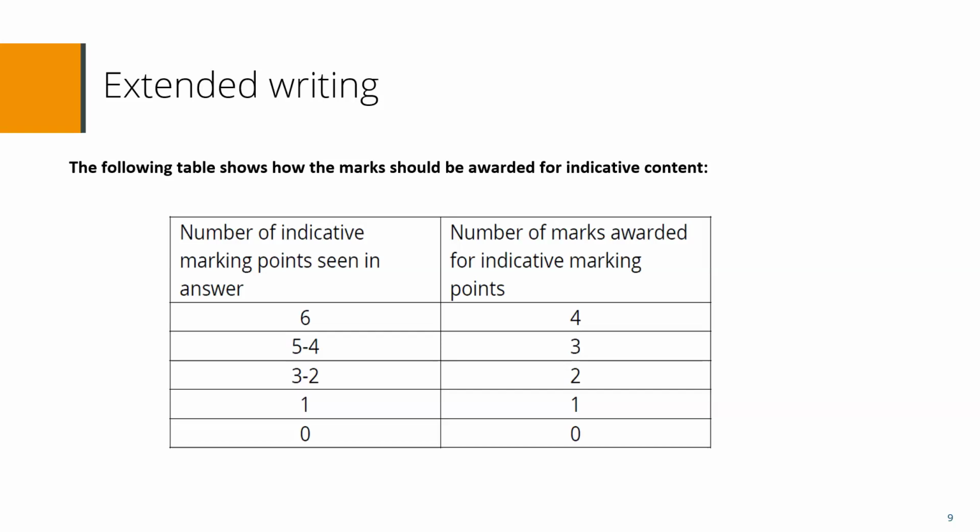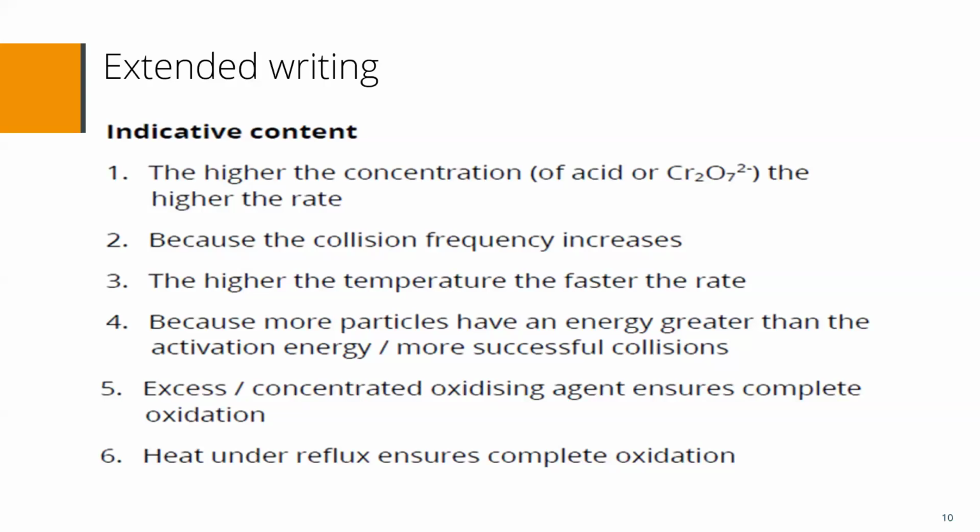If they get 5 or 4 of them, they score 3 marks. 3 or 2, 2 marks. If they only get 1 of them, they will get 1 mark. And obviously, if they don't get any of them, they're not going to score. In this particular question that was set, there are the 6 indicative points. So they would have to have got all of those 6 indicative points in order to be able to score the first 4 marks.